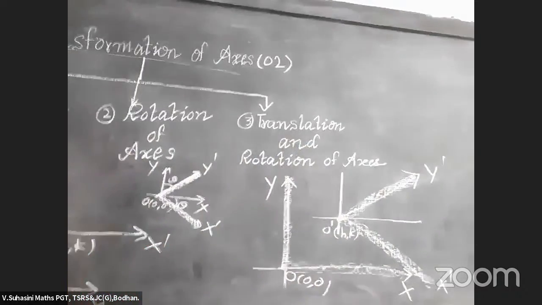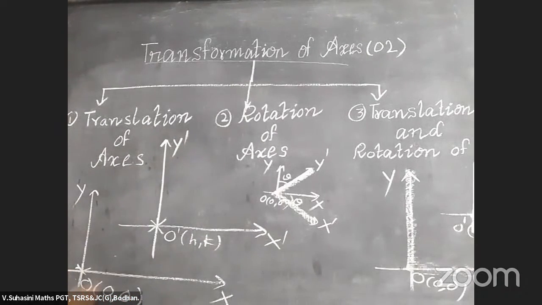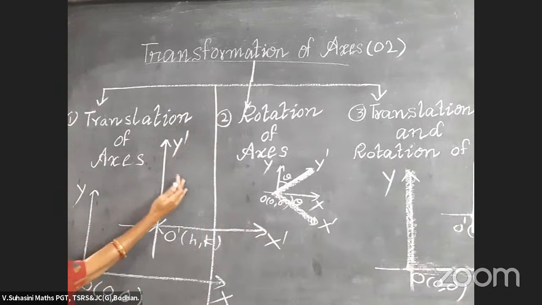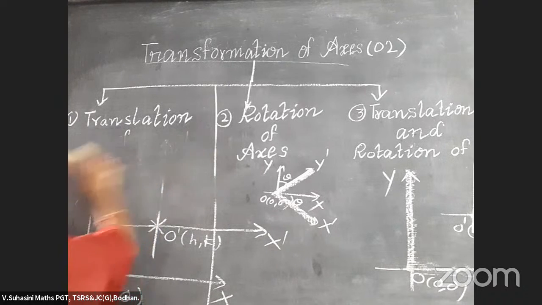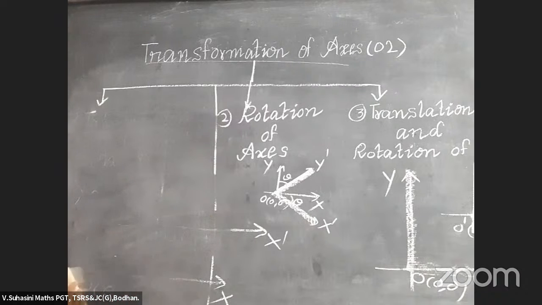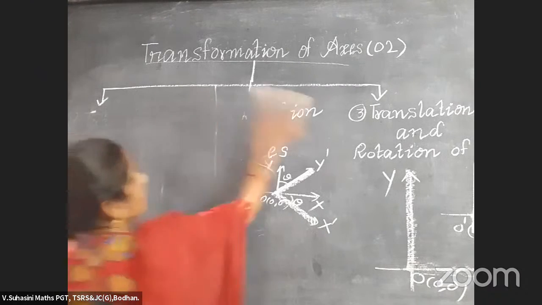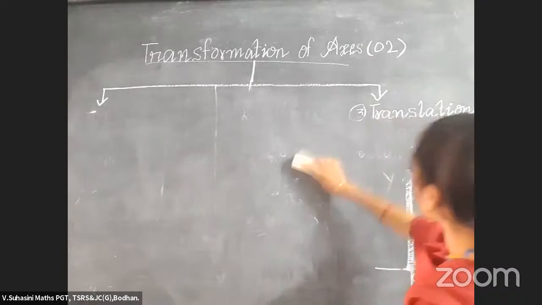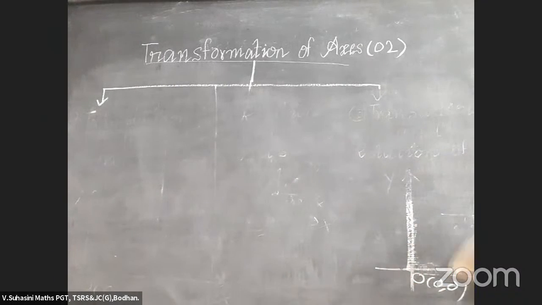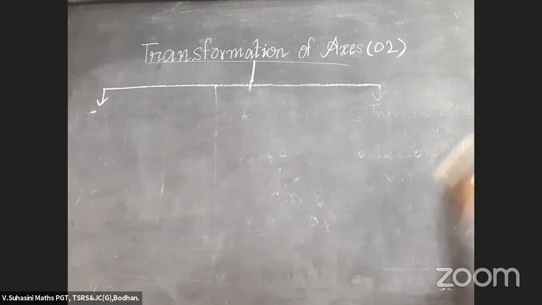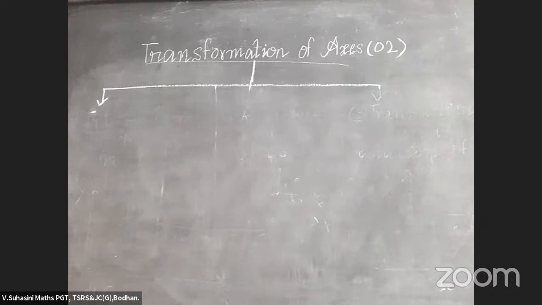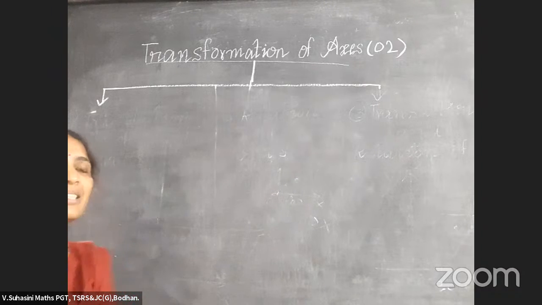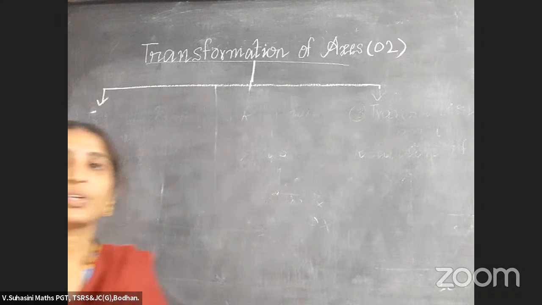Out of these three transformations, today we are going to talk about the translation of axis. So we have three transformations in the coordinate axis. One is the translation of axis, another is rotation of axis, and the third one is the combination of the first two changes, which is translation and rotation of axis. The translation of axis is the change in the coordinate axis without changing the direction of the coordinate axis, but there will be a shift in the position of the origin.